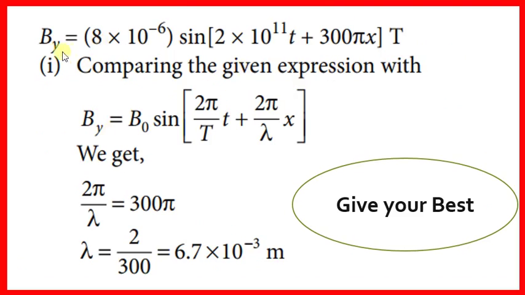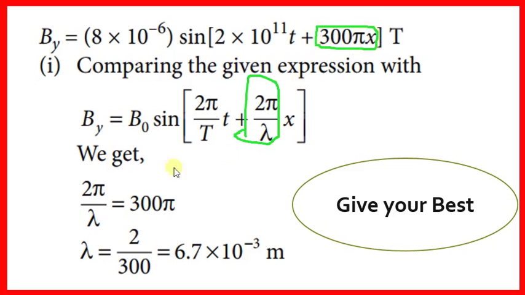Now the given expression is 8 into 10 to the power minus 6 sine (2 into 10 to the power 11 t plus 300 pi x), where t's unit is seconds. Comparing the given expression with the general expression, which would be B equal to B naught sine 2 pi by T into t plus 2 pi by lambda into x, we can figure out that 2 pi by lambda into x would be 300 pi x.